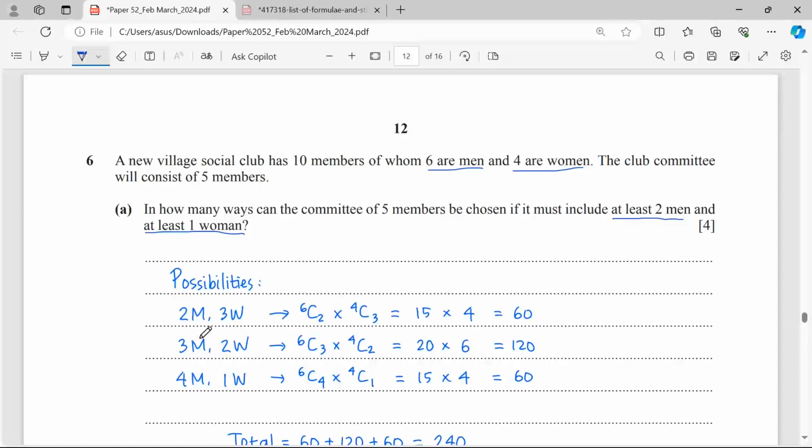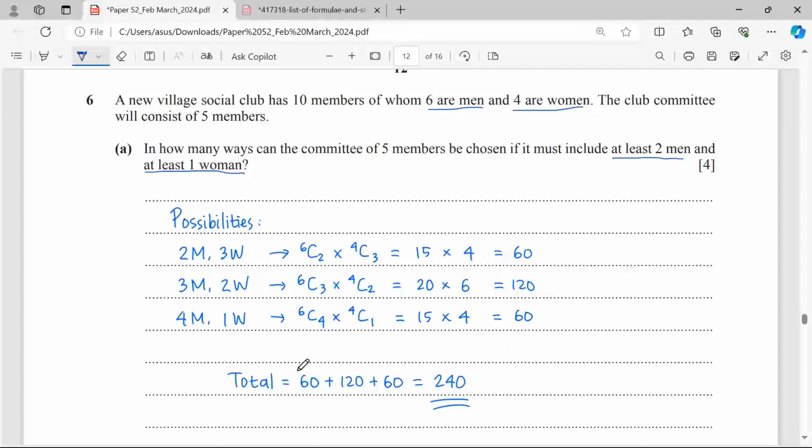For the second one, 3 men, 2 women, so that means 6 combination 3 for the number of men, and then 4 combination 2 for the number of women. Work this out, you will get 120. And for the last one, we will get the same, which is 60. So the total ways is equal to 60 plus 120 plus 60, which is 240.